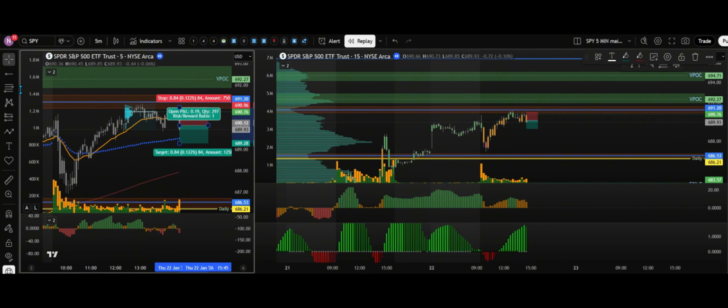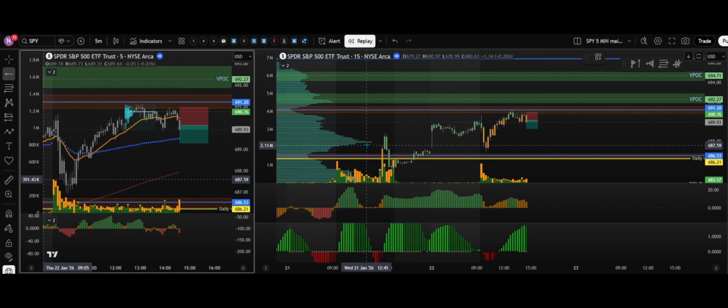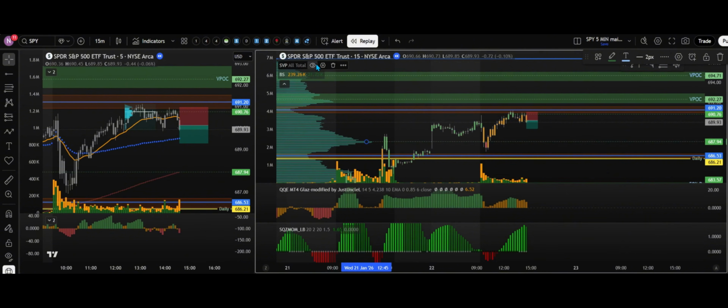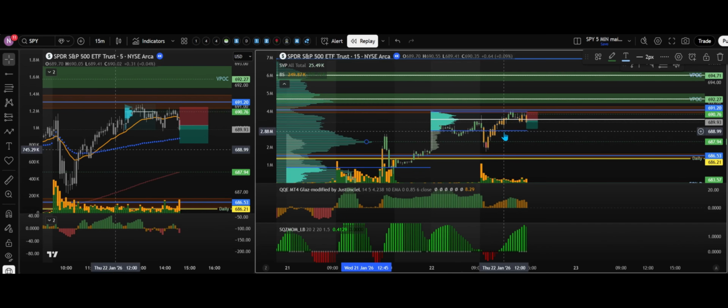Remember what I said, since we're still in this volume area, we want to take this trade likely to the point of control. If you are thinking, hey, maybe that's a little bit far for me, I don't want to hold a position all the way up until that point, what you can also do is turn on your session volume profile.